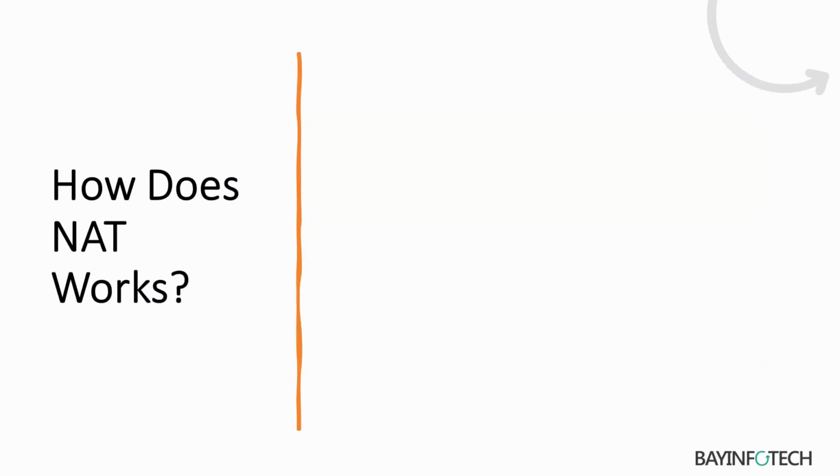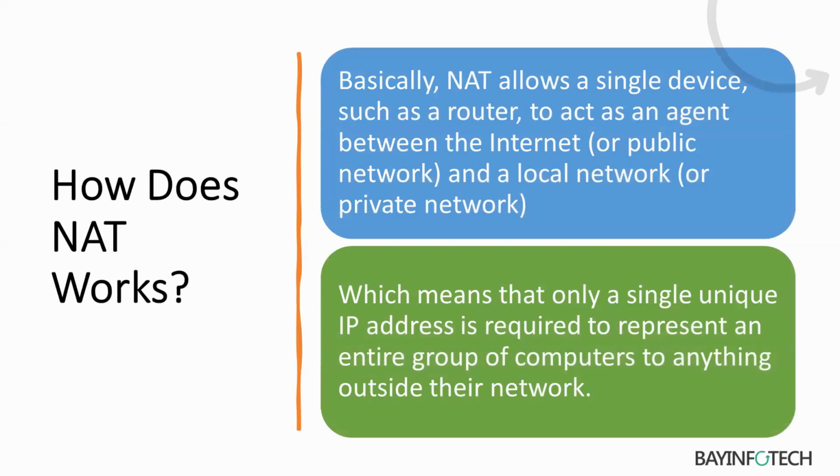So how does NAT work? Basically, NAT allows a single device, such as a router, to act as an agent between the internet and a local network, which means that only a single unique IP address is required to represent an entire group of computers to anything outside their network.